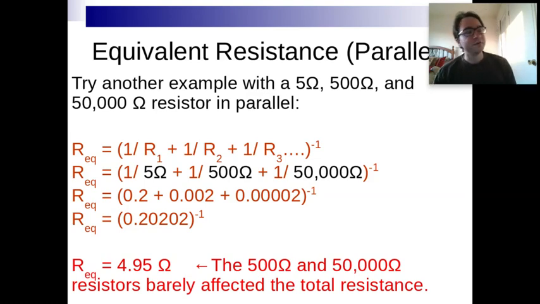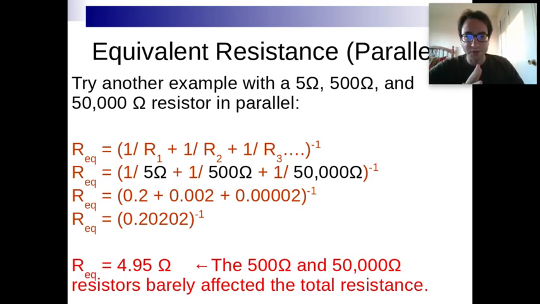Now, the 5 ohms was our smallest resistor in that triplicate. And like I said before, the total resistance is always less than the smallest. So we knew going into this that the total resistance has to be less than the 5 ohms. What we're looking at here is an example of the 5 ohms really dominating the total resistance value.